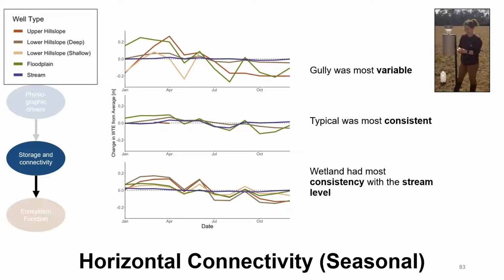In contrast, when we look at the typical, we see a pretty consistent variation across those wells. And then when we get to the wetland, this was somewhat shocking that we saw more variability there, but the stream is more constant in the wetland. And so that stream is buffering the wetland water level, which is actually really important, again, for these biogeochemical cycling.